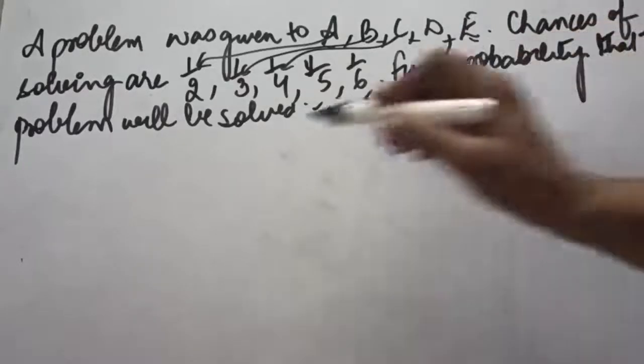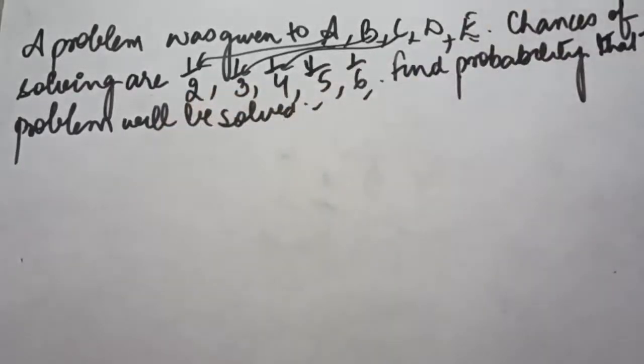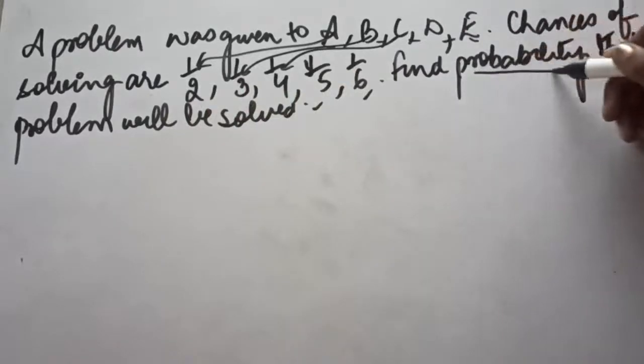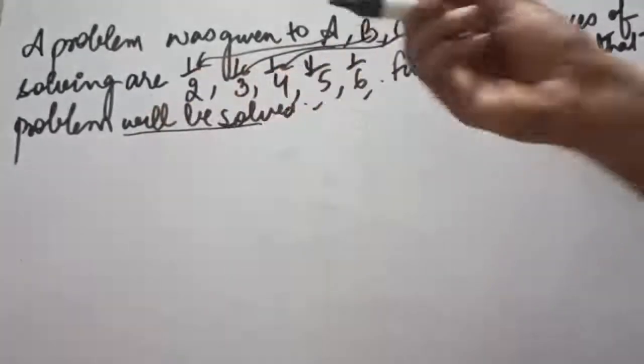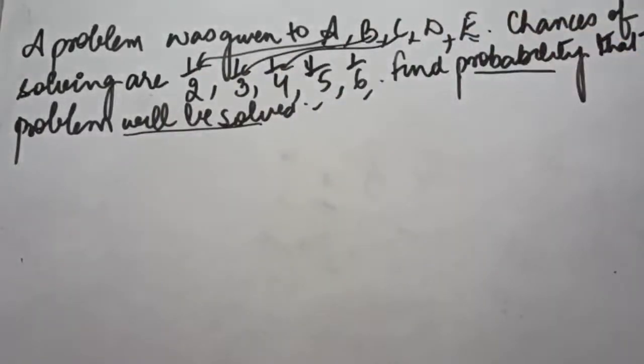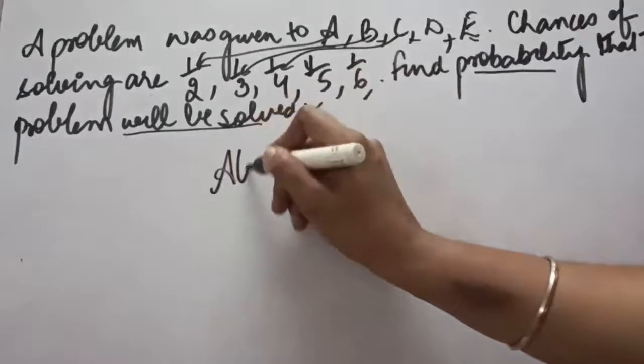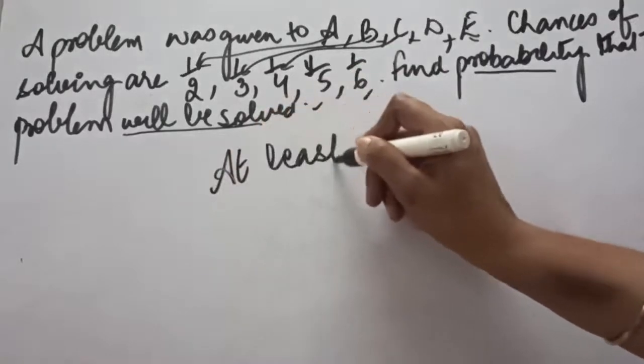Now find the probability that the problem will be solved. Which student will solve the problem? The question here is, we have to find the chances that this problem will be solved. It means the problem can be solved by A or B or C or D or E, or by any 2, or by any 3 or any 4 or all of them. So it means at least one of them will solve the problem.